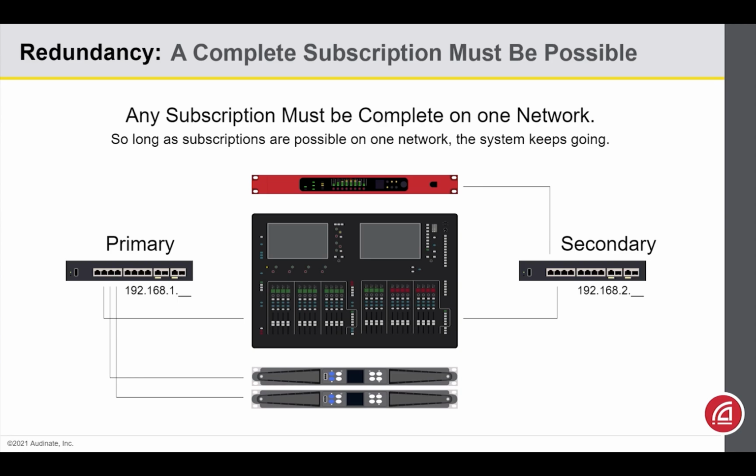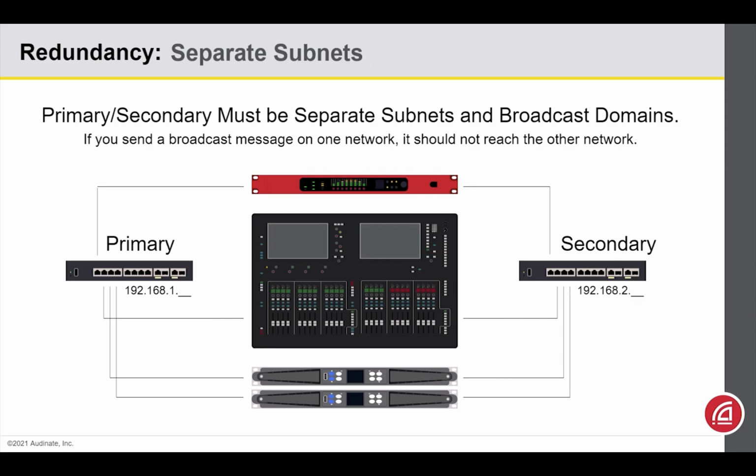Notice that the mixer still has connections on both networks, so it can speak to the mic preamp and the amplifiers. However, if you wanted to feed a signal from the mic preamp directly to the amplifier, say you wanted to use it as a digital snake, that connection could not be made at this time. Those two devices cannot see each other on the same network. Hopefully that's clear.